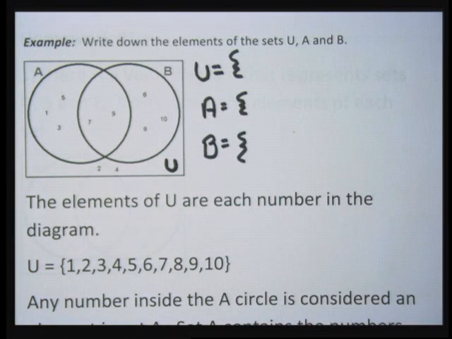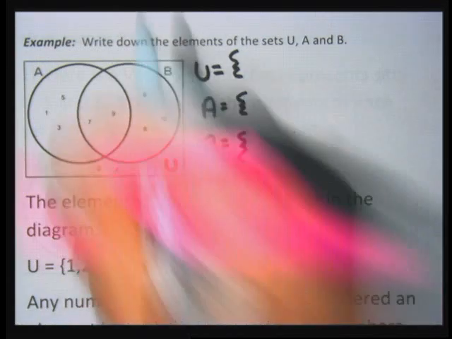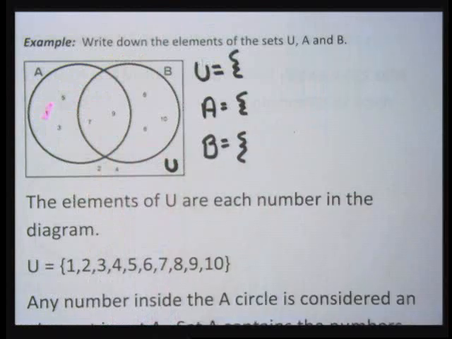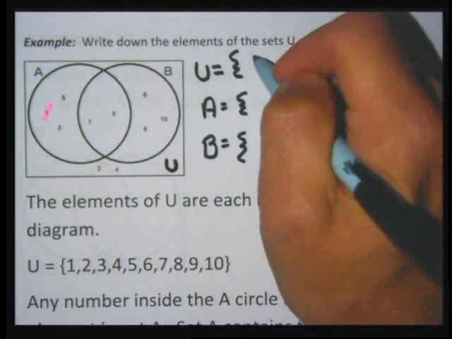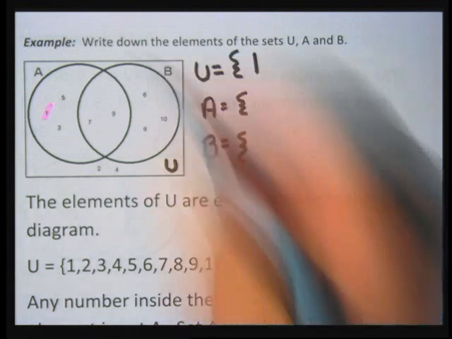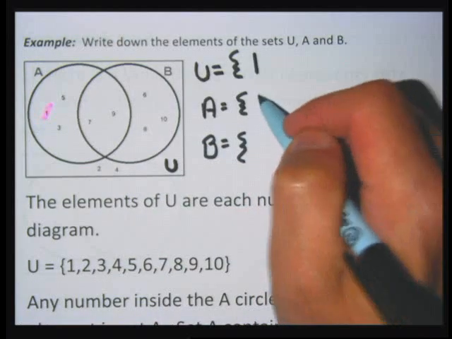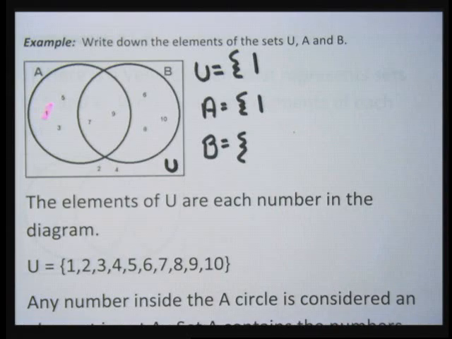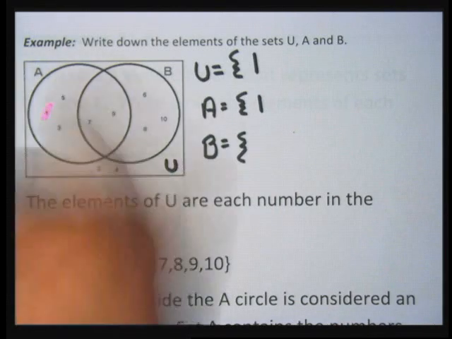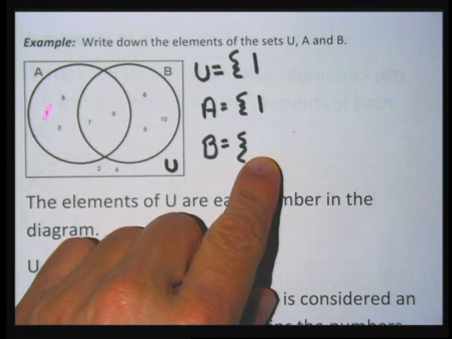I can go one number at a time and just decide where it is, and I guess I'll just go in order. I'll start with the number 1. The number 1 is inside the rectangle, and by definition, any point that's inside the rectangle is a member or an element of set U. It's also inside the A circle, so 1 is also considered an element of set A. So it's in both the universe and in set A, but it's not anywhere inside this B circle, so I won't put 1 in set B.